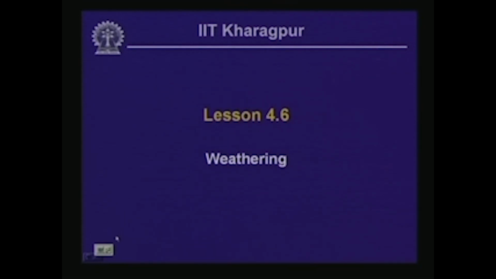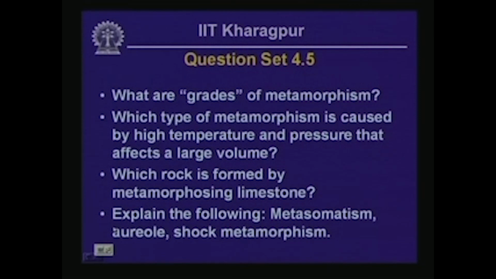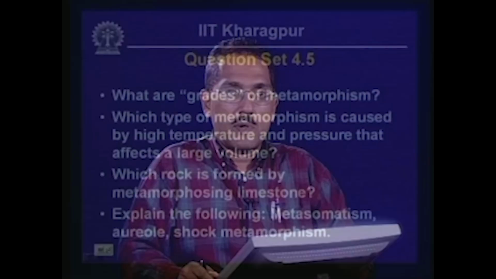But before we take up the topic, we are going to look at the question set that was provided to you in the previous lesson. The first question was, what do you mean by grades of metamorphism? What is meant by the term grade is basically how mature is the metamorphism process, in the sense that what kind of pressure and temperature is involved, and how much of alteration of the parent mineral has been triggered by the metamorphism process.